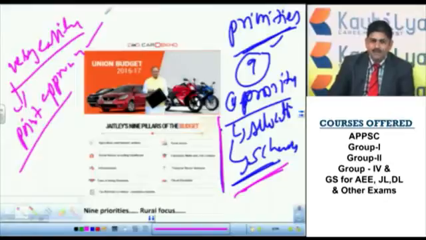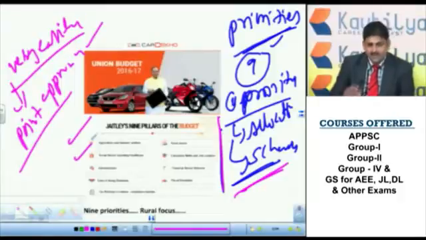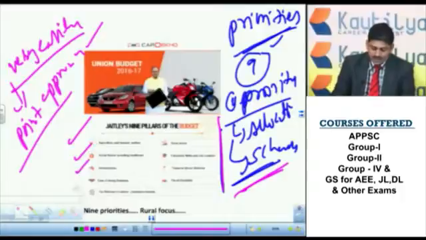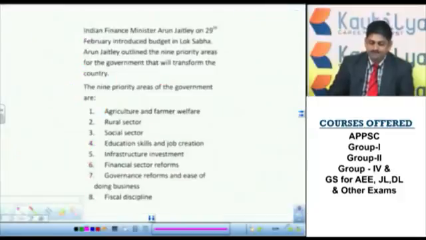So what are the 9 priorities? One is agriculture and farmers welfare, then the social sector, which includes healthcare, education and infrastructure. Ease of doing business, all these are there. The rural sector, everything is there, we have specified. So now through this method we will approach it.